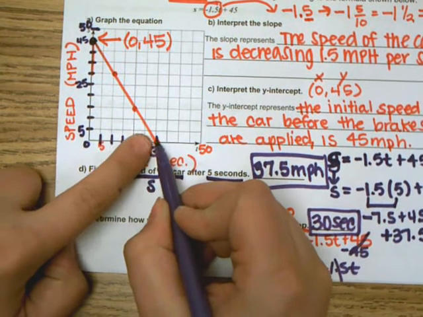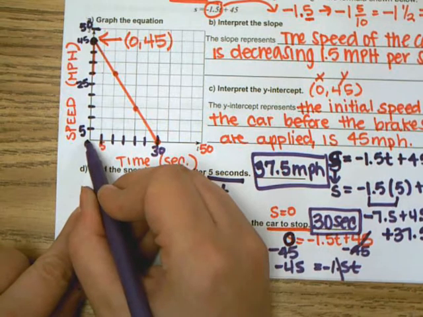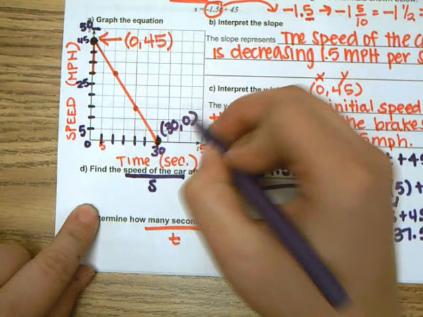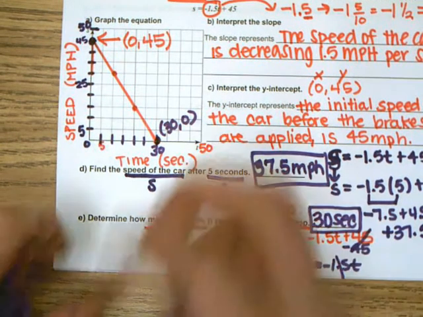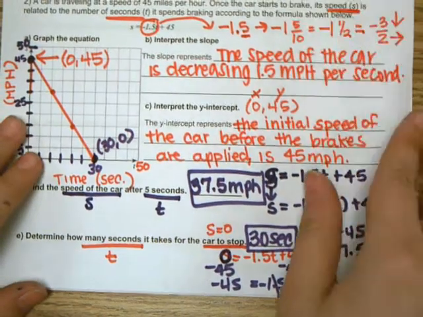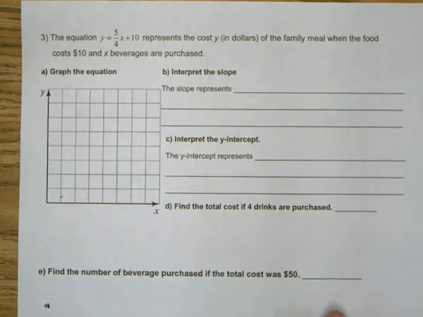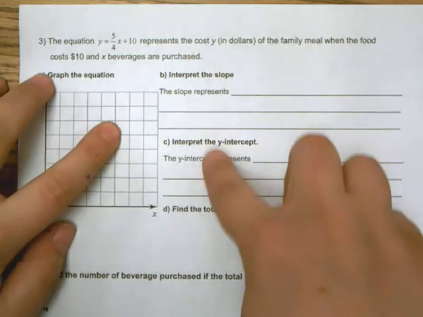So after 30 seconds, the car is stopped. Now if you look at the graph here, 5, 10, 15, 20, 25, 30. That's what this represents on the graph. At 30 seconds, the speed is over here at 0. This point right here is 30, 0. So after 30 seconds, the speed of the car is 0. It's stopped.